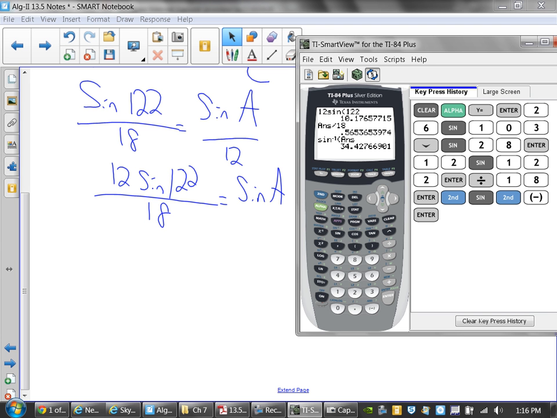What's that? You can just go to your enter. Yeah, I know, you can do that too. But I just always thought this was easier. So then you get 34.43. We okay with that?